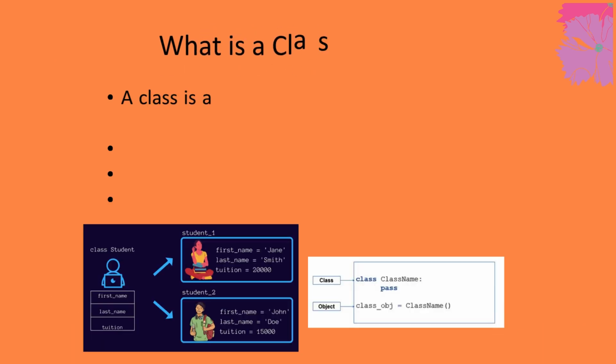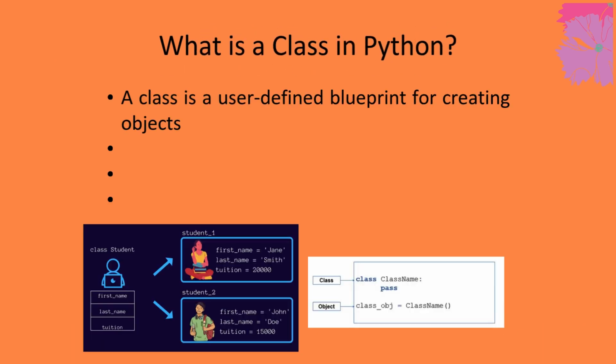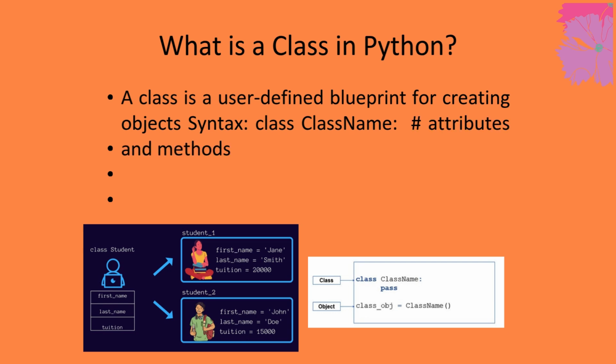What is a class in Python? A class in Python is like that blueprint we just talked about. It's a user-defined data structure that lets you group data called attributes and functions called methods together. Here's the basic syntax: class, class name, attributes and methods.